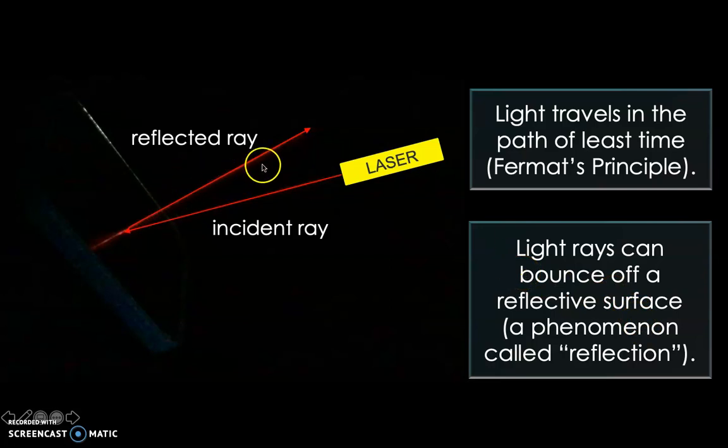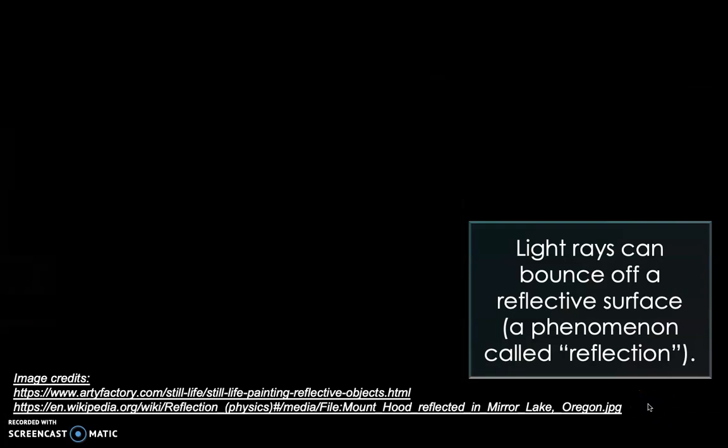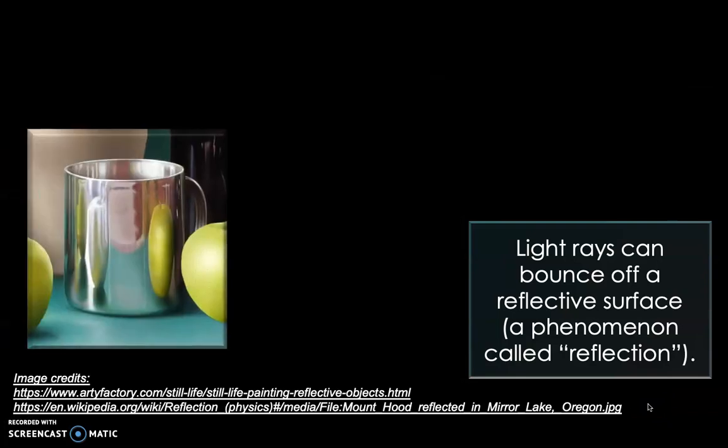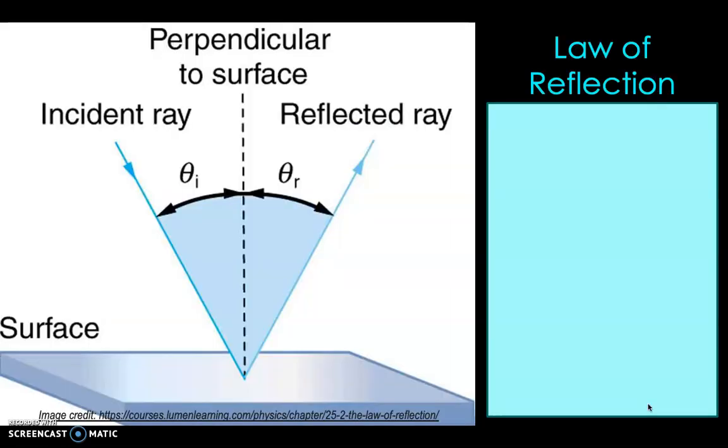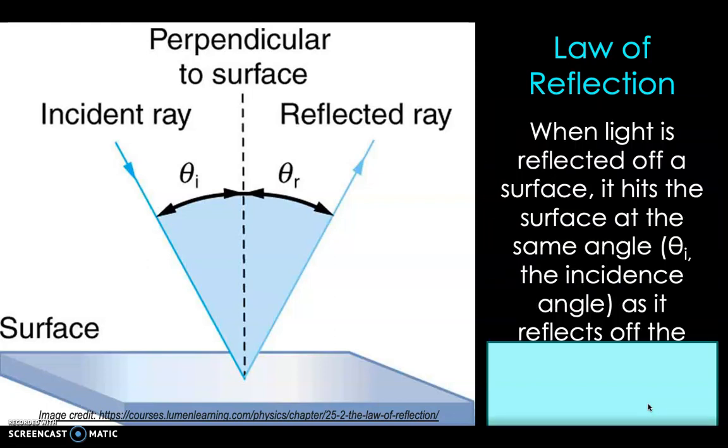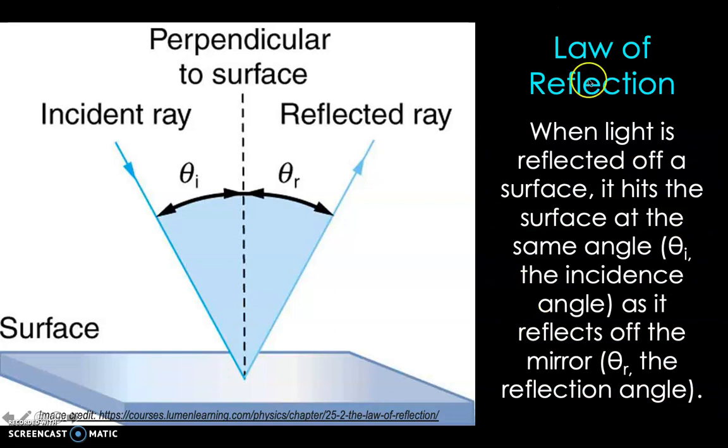So you can see here that it bounces off, and that's what we call a reflected ray. And this phenomenon is called reflection. Now, it's not just mirrors that are capable of manifesting the phenomenon called reflection. It can be some other things like a metallic mug, water, for example, even eyeglasses, right? So those are some of the examples. Okay. Now, light rays don't just bounce off at random directions or random angles. We have what we call the law of reflection.